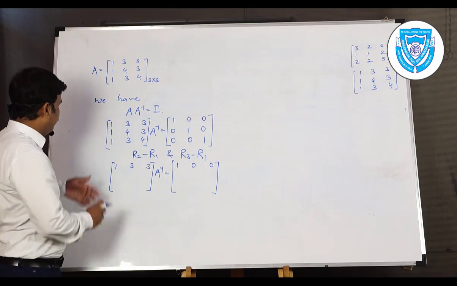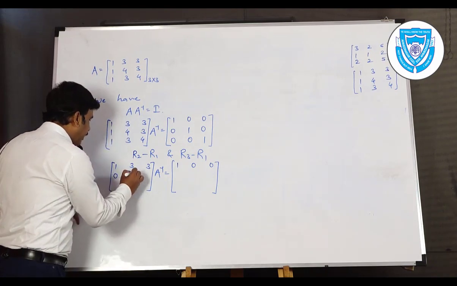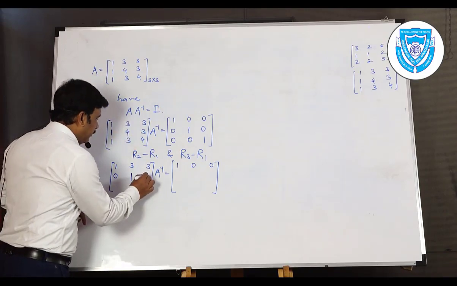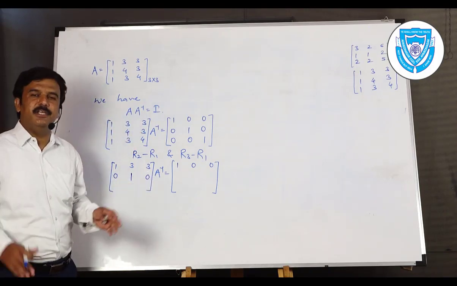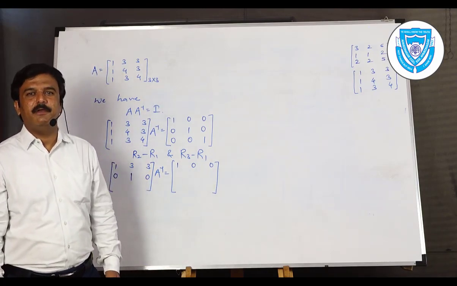So 1 minus 1 will get 0. 4 minus 3, it is 1. 3 minus 3, it is 0. This is how we have changed. We got a new R2. We got a new second row after performing the operation.